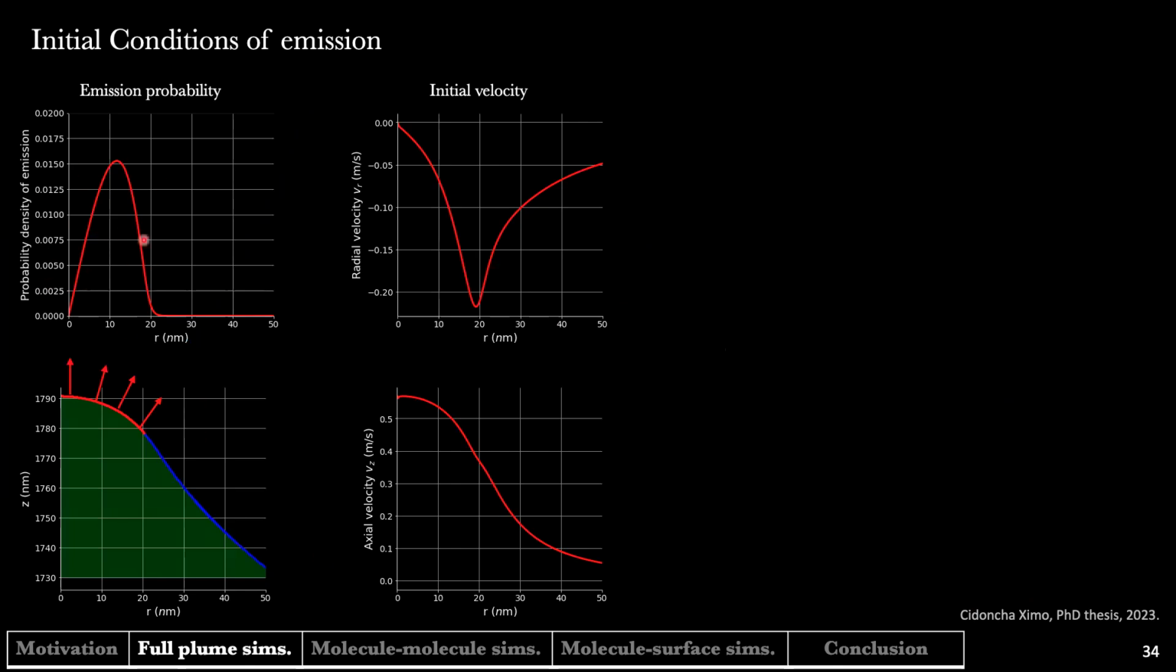And this figure here gives the probability density of emission as a function of the radius, which is the radial distance from the axis. And we see that all emission happens within the range of 20 nanometers from the axis. And there's no emission starting from this region here. And then in the middle, we have the initial velocity. We have VR, that is the radial velocity, and VZ, that is the axial velocity, as a function of the radius.